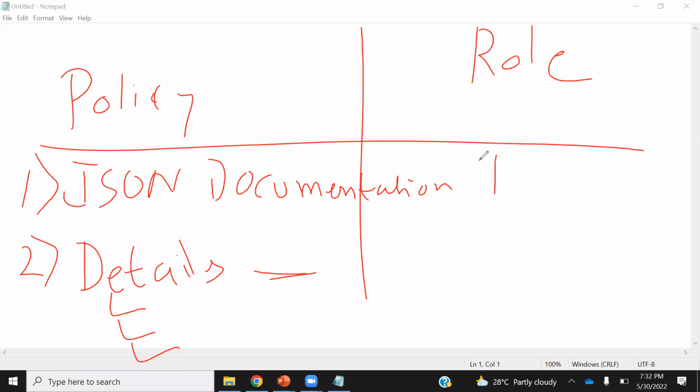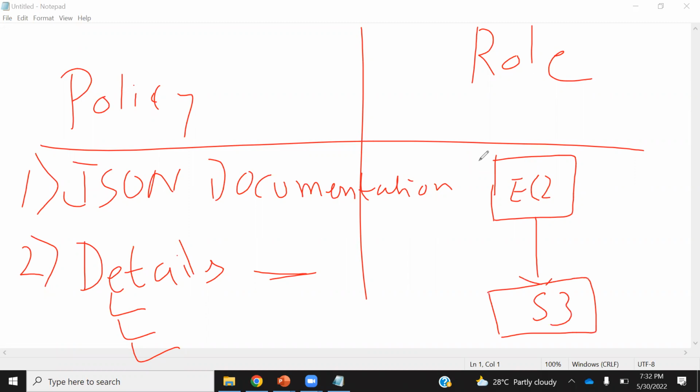Now let me say there is an EC2 instance here, and it wants to talk with my S3. So EC2 is a compute component and S3 is a storage component. Now, if EC2 and S3 want to talk to each other, they will bring this concept of role in between. So role is something which will facilitate the communication between two components of AWS. So that is role for you. In simple terms, role will allow two components of AWS to talk with each other.